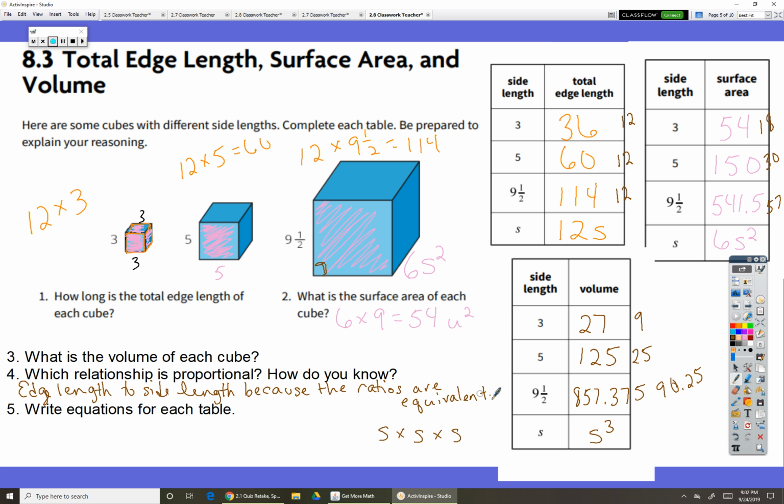Now it wants us to write equations for each table. This is actually going to be pretty easy to do because we've already filled in this last row in the table. For this one, I'm going to use L for edge length. The edge length would equal 12 times the side length. For surface area, I'm going to use SA. The surface area is 6 times the side squared. And the volume, we'll use V, is S cubed.